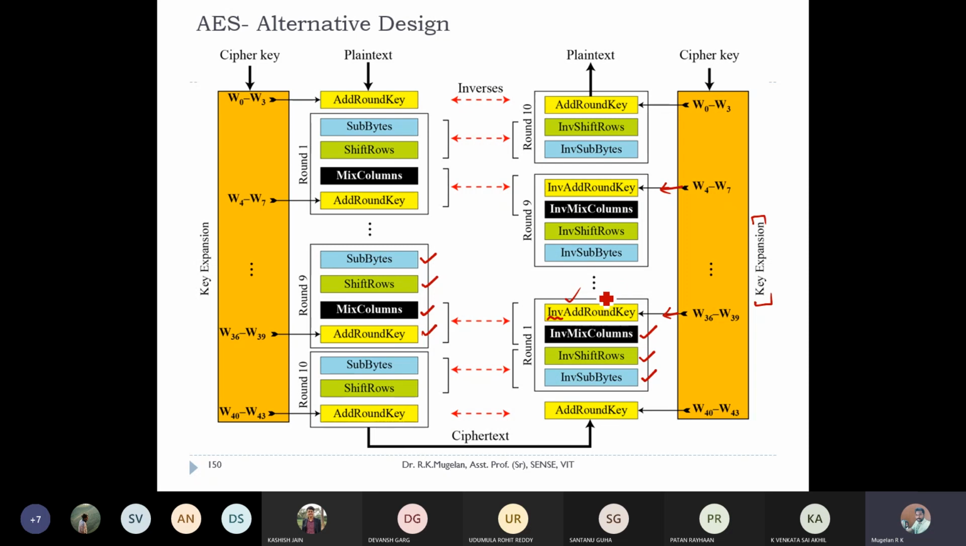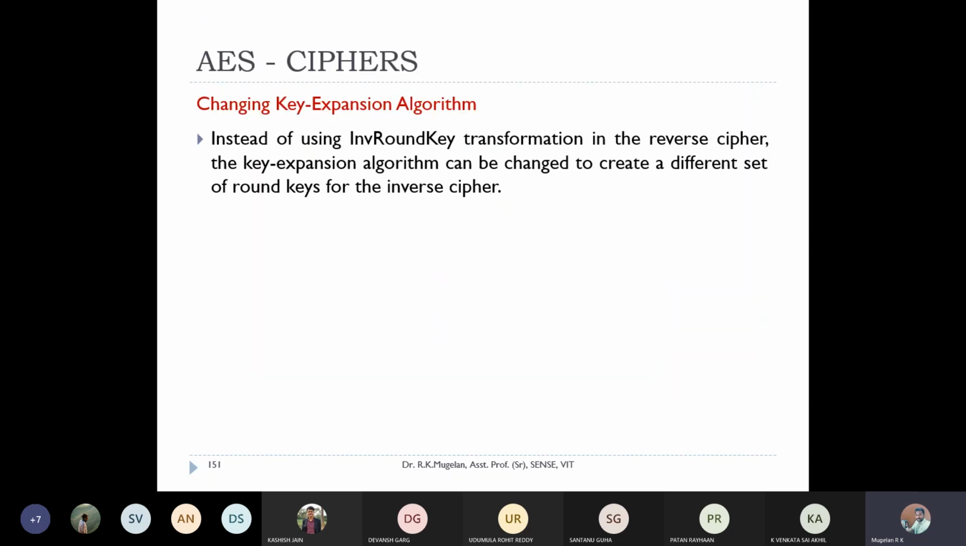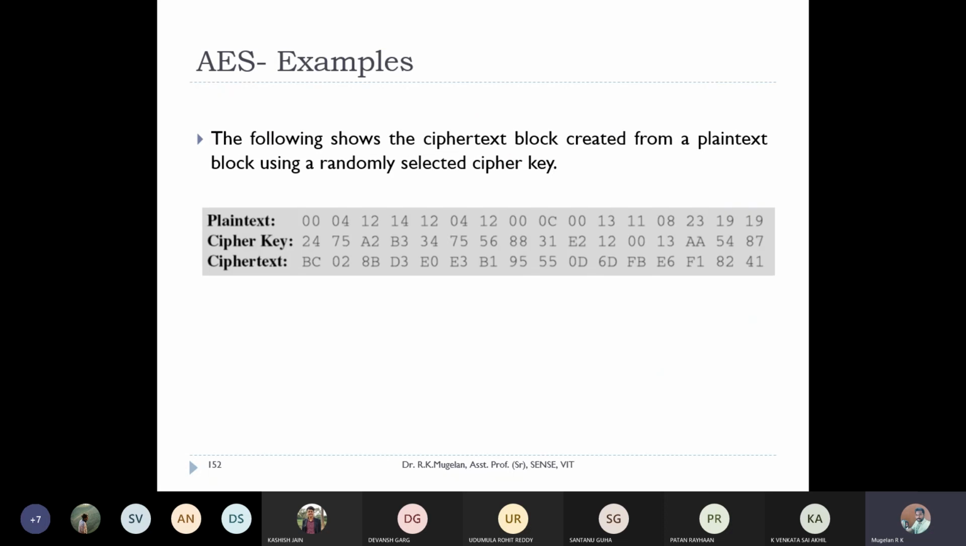No need to find the inverse add round key for each and every round separately. You can modify the key expansion algorithm such that it gives me the output directly as an inverse add round key. So these are two different variants of the AES algorithm that have been proposed. There's a change in the key expansion algorithm. So you can see an example here.